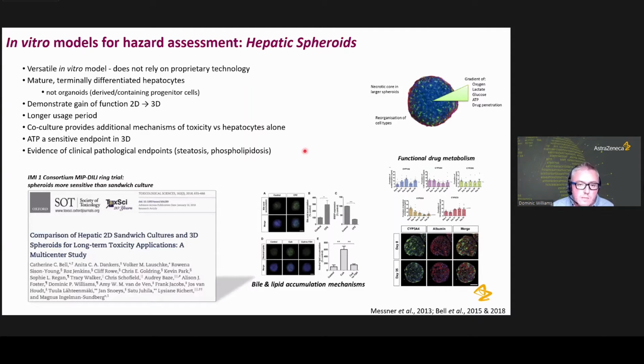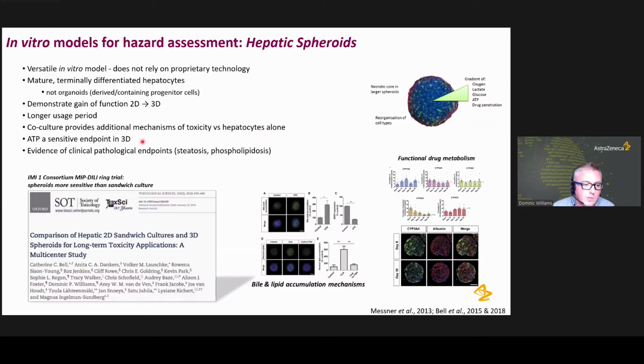So about 7 years ago, it started becoming obvious that hepatic spheroids were of real benefit because they retain their cytochrome P450 functionality much longer than hepatocytes in 2 dimensions. And they also demonstrate a gain of function. So transporters were functional for longer. There was a longer usage period, so you could understand whether sensitivity increased over time. You can also do co-culture, which provides additional mechanisms of toxicity versus hepatocytes alone.